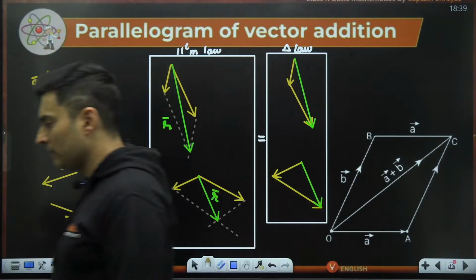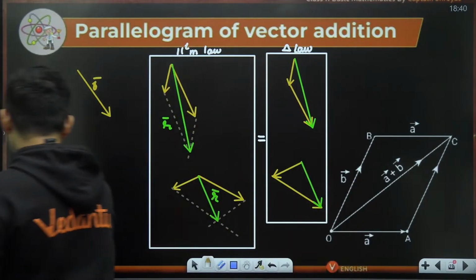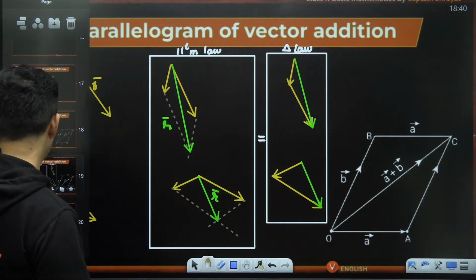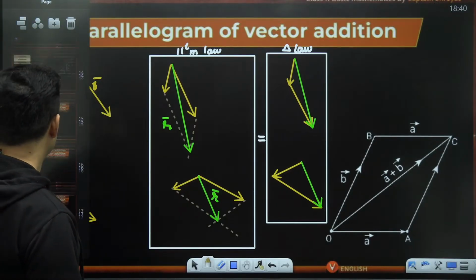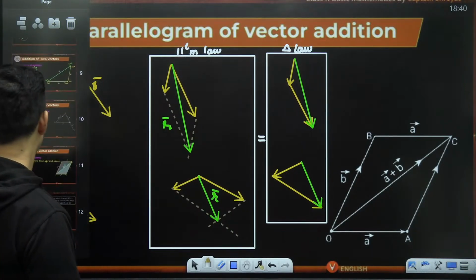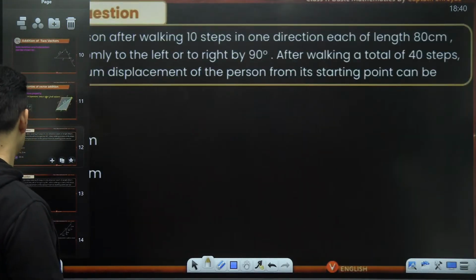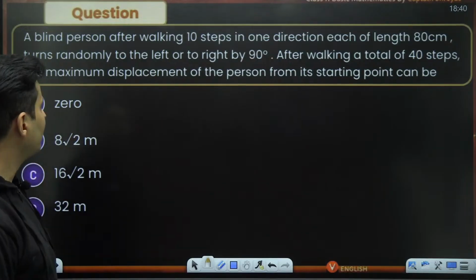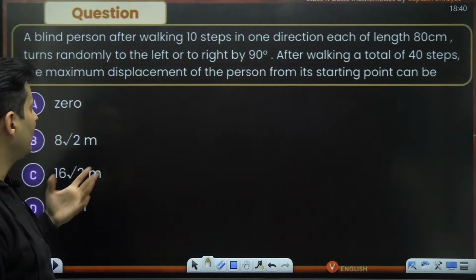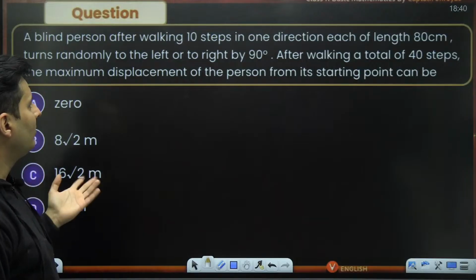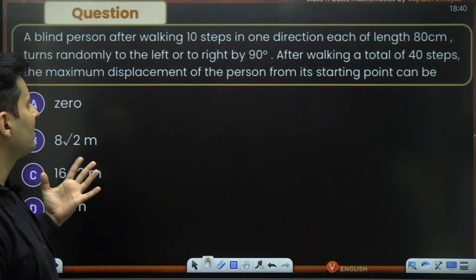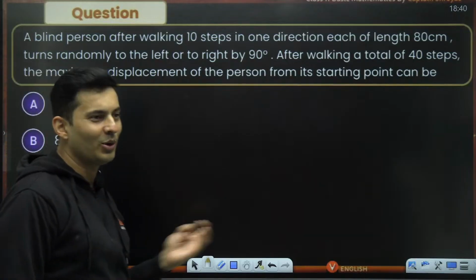Okay. Cool. So now that we have understood these concepts of parallelogram law of vector addition and all of that, it's time that we solve some questions based on this. Here is the question on your screen. A blind person, after walking 10 steps in one direction, each of length 80 centimeters, turns randomly to the left or right by 90 degrees. After walking a total of 40 steps, the maximum displacement of the person from the starting point can be.